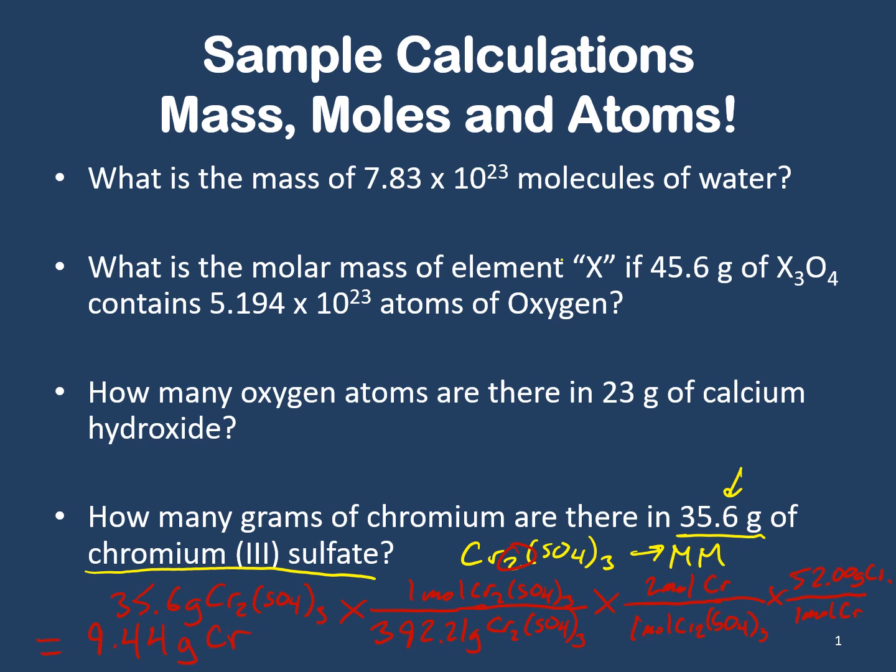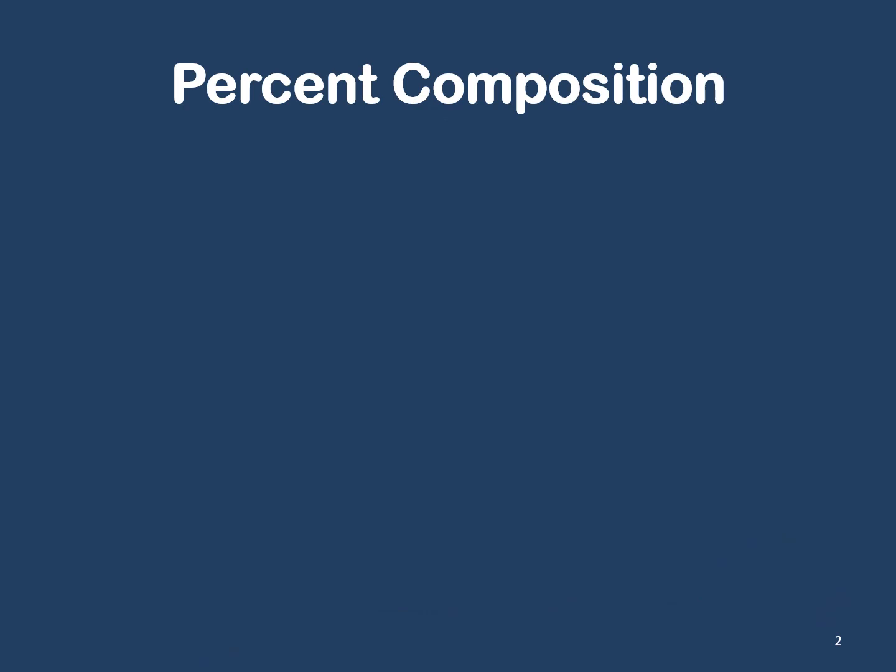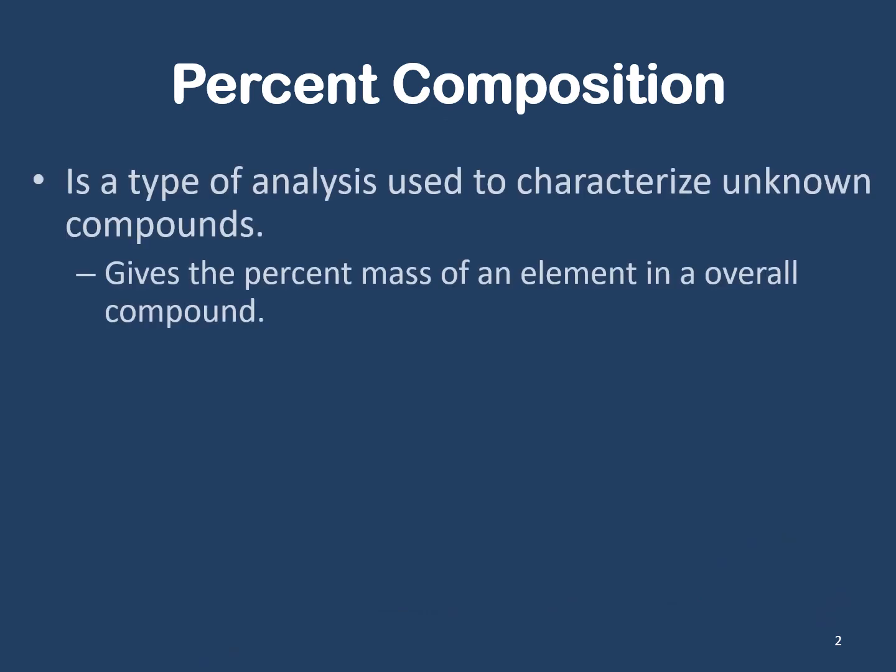All right, so let's move on. Let's talk about percent composition. Percent composition is a type of analysis, or generally a percentage of one element in a compound by mass. Now, a number of different types of instruments give out this as an analysis of a substance. So if we have an unknown substance, we can run it through, for instance, a mass spectrometer. And usually what will come out of that will be a percent composition analysis of every element in the compound.